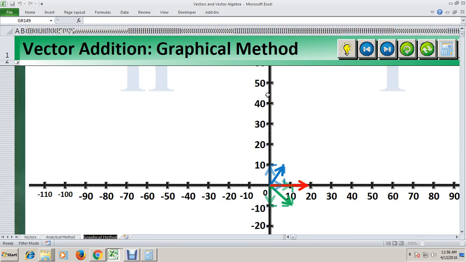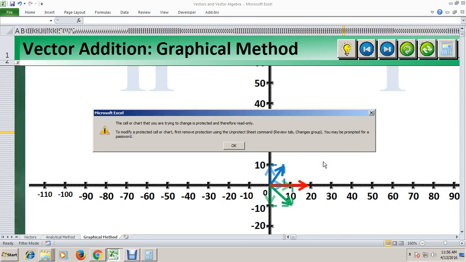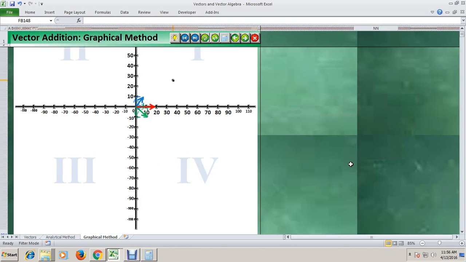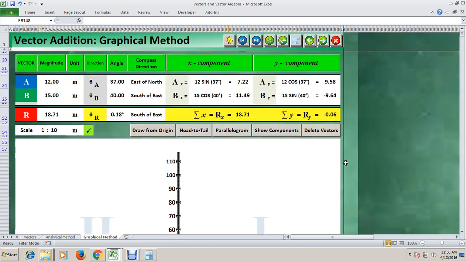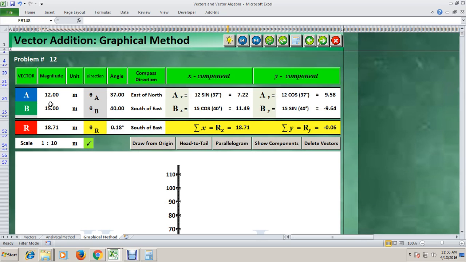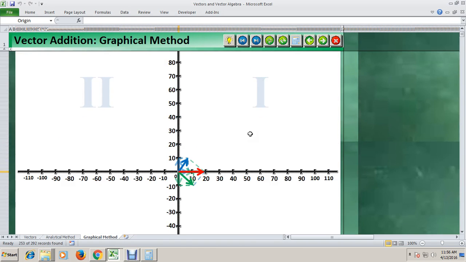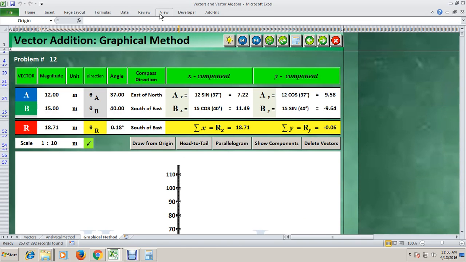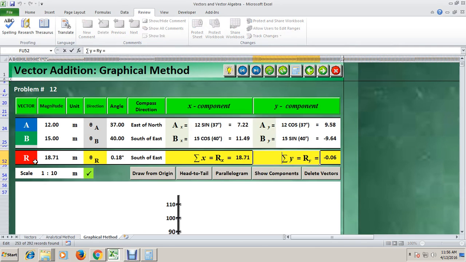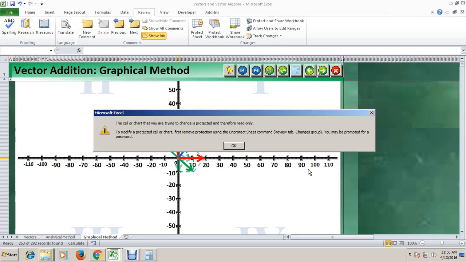If we're going to draw this graphically, reversing the direction of vector b, okay, so again the direction of vector b reverses the direction of your components. Let's try to draw again this from the origin.